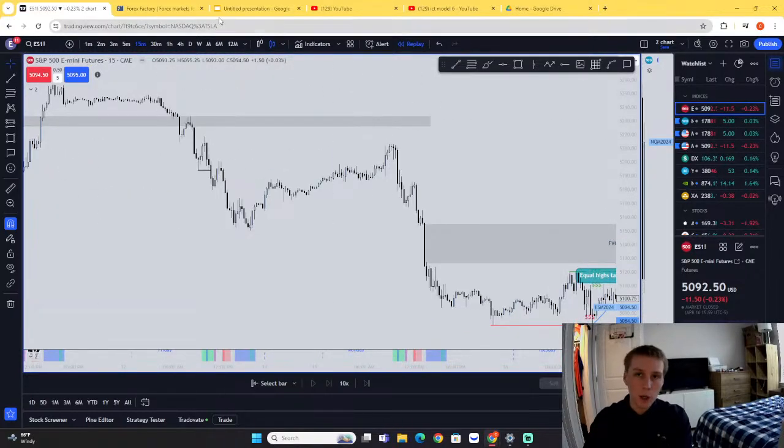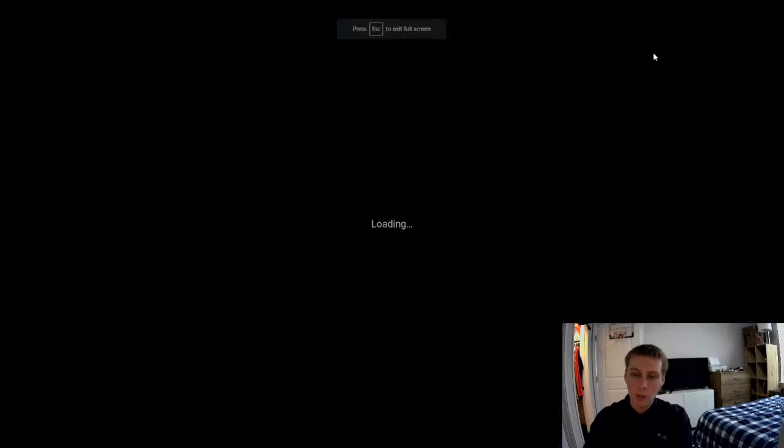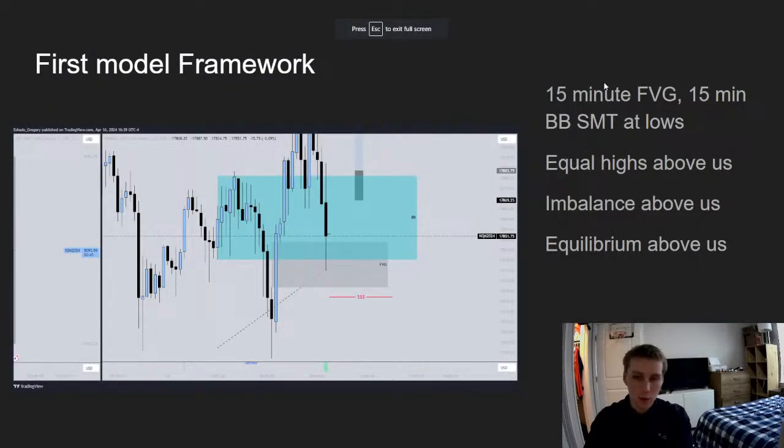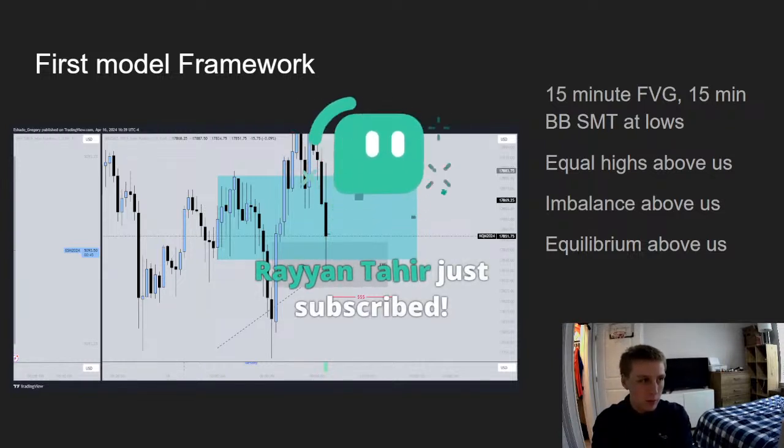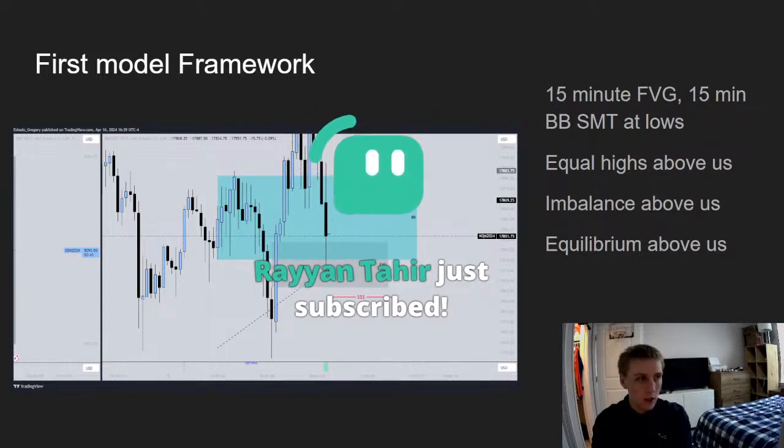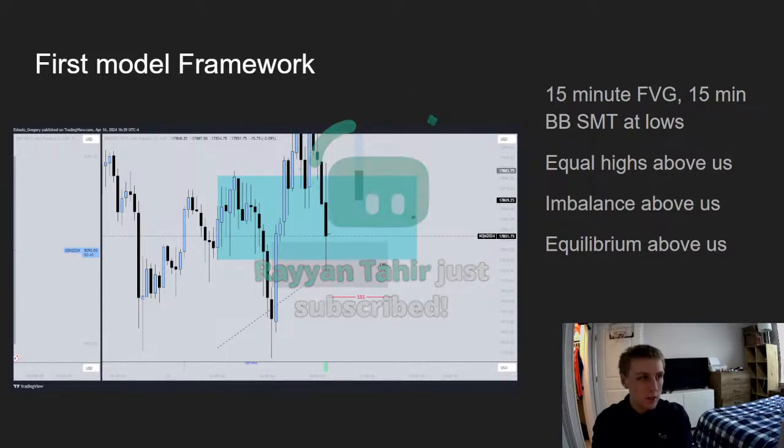Why does the market move? To hunt liquidity, to rebalance the inefficiencies, and to rebalance to equilibrium. So within this trade framework, I am targeting all 3 of those. I'm targeting us to rebalance to equilibrium, rebalance to that inefficiency on the 15-minute, and also to hunt those equal highs. But I'm taking those equal highs as a low-hanging fruit.